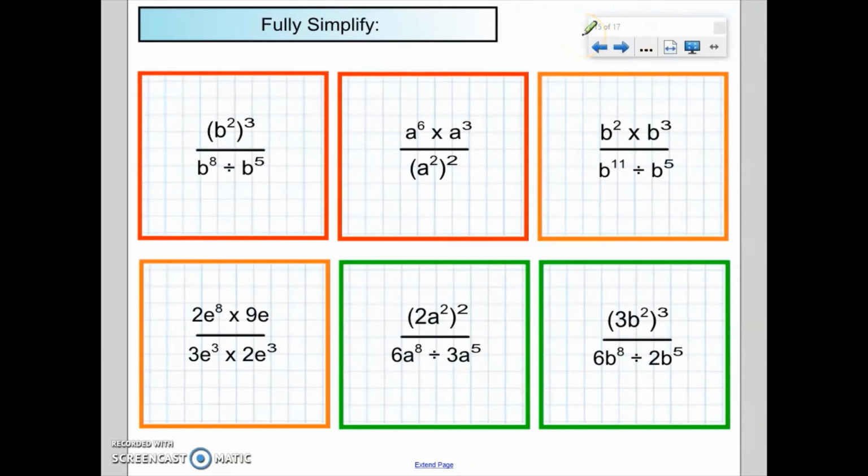Okay, so here is another task for you to have a go at. For each of these 6 questions, I would like you to fully simplify the indices down to its simplest form, following the examples I've just been through on the previous few slides. If you could pause the video at this point and have a go at fully simplifying these indices.